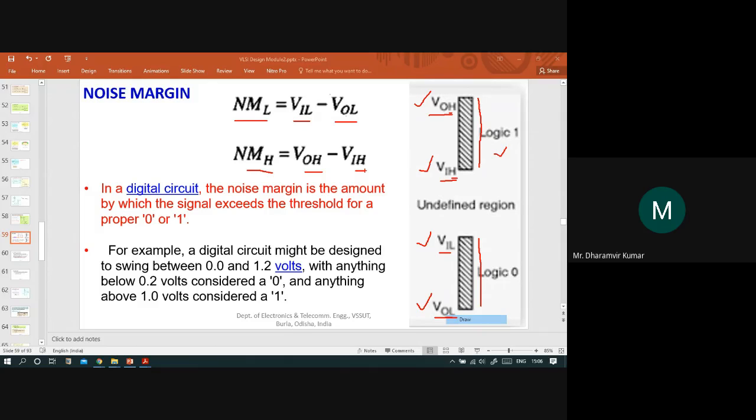This is a very important parameter in digital circuits. We define that in a digital circuit, the noise margin is the amount by which the signal exceeds the threshold.